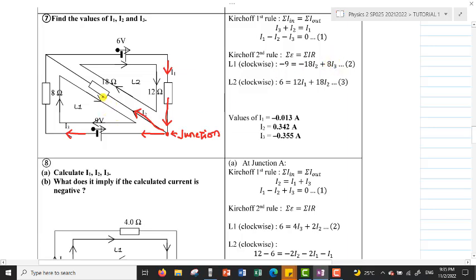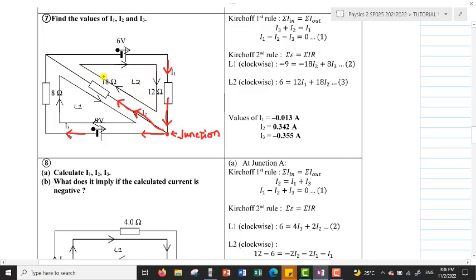And then the current that passes through the 18 ohm resistor is I2. So we compare the direction of current I2 with the direction of the loop. We find out that it's opposite, so I2 will have a negative sign. So negative I2 multiplied by 18 ohms. So this will be our second equation. Then we consider the second loop, loop 2.